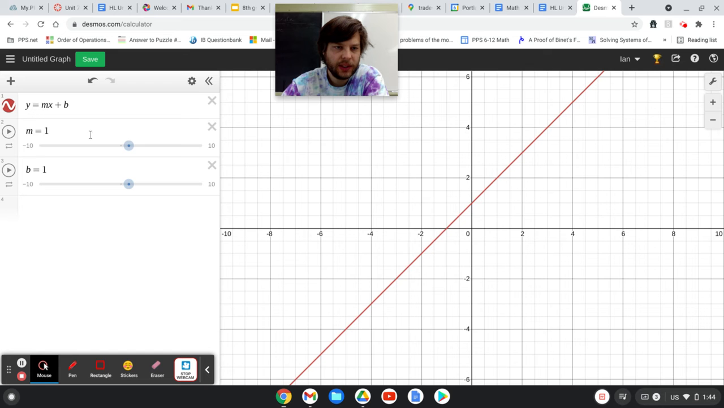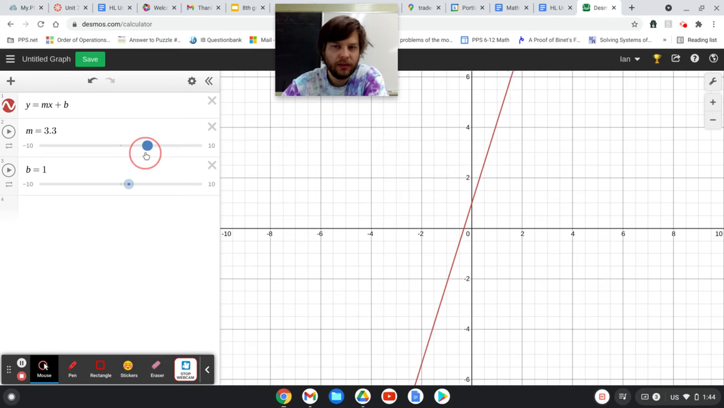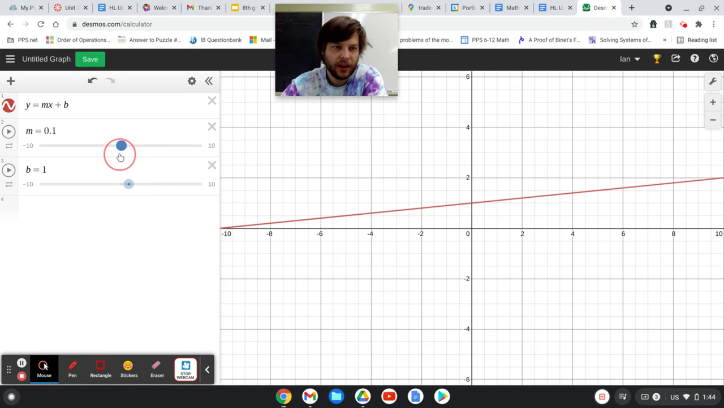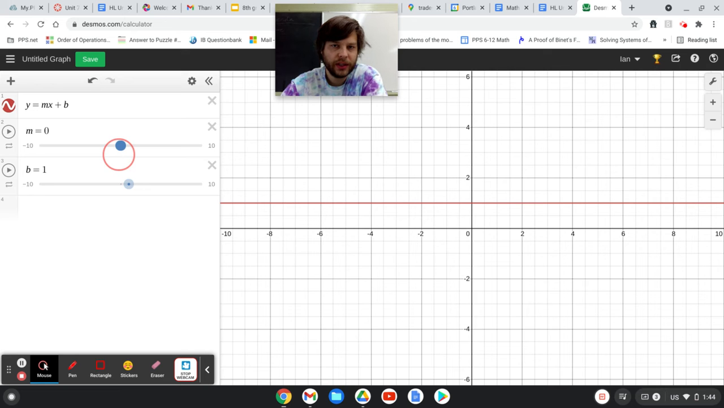And what you can see here is that this first slider adjusts the slope. This is my m. And the bigger the value of m, the steeper the line, the smaller the value of m, the flatter the line, until we get to m equals 0. When it's m equals 0, it's a perfectly horizontal line.